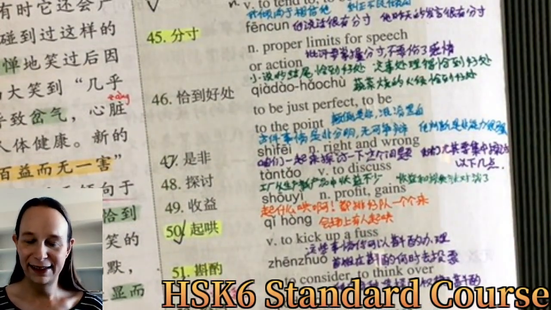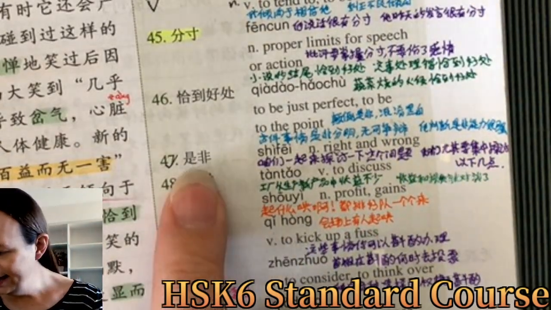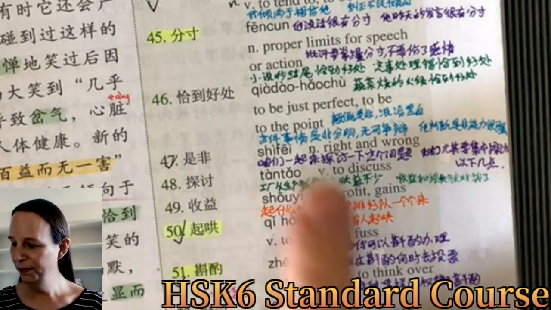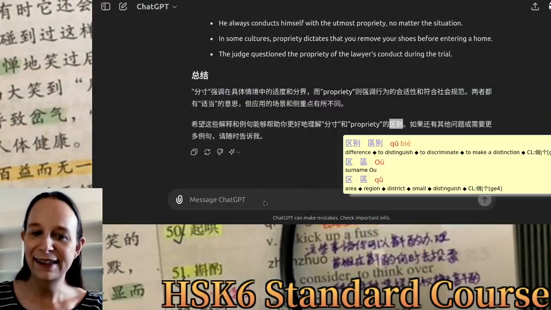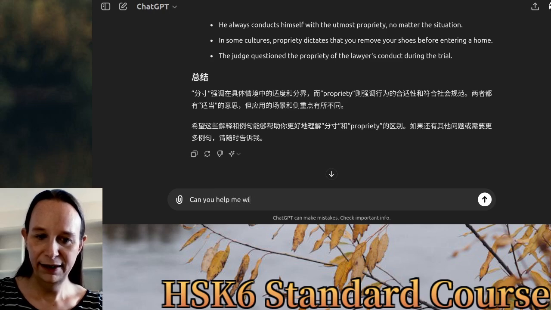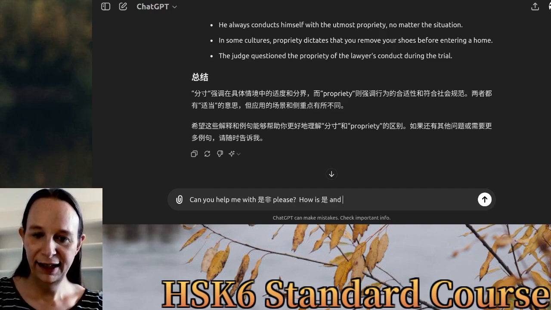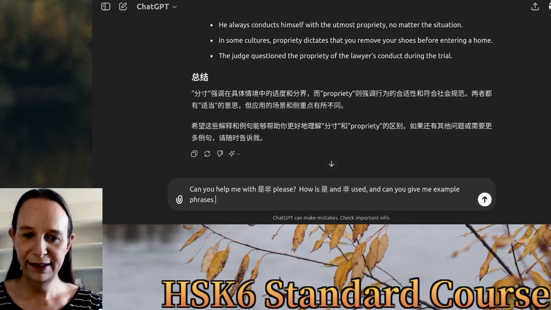是非. Yeah, we've seen this quite a few times. So in this kind of structure, 是 means right, 非 means wrong. Yeah, you're doing the right thing, you're doing the wrong thing, in that sense. 是非. Can you help me with 是非, please? How are 是 and 非 used, and can you give me example phrases which involve 是 and 非 with this meaning, please?